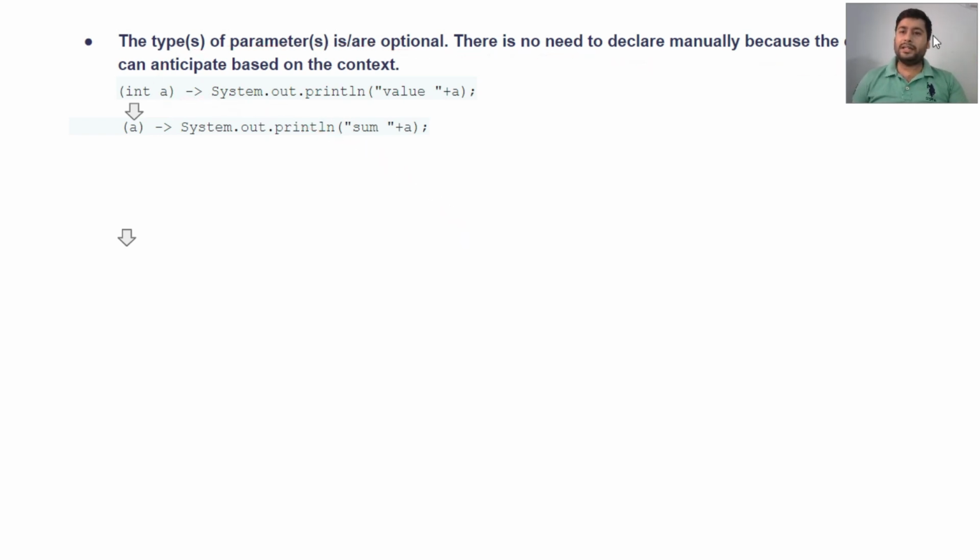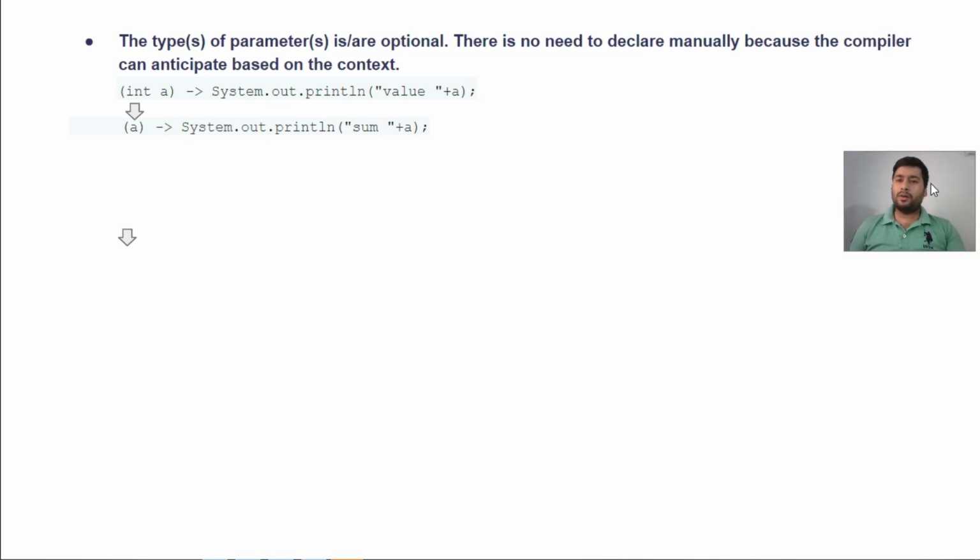There is no need to declare manually because the compiler can anticipate based on the context. If it is one or two parameters, you don't need to write the data types of these parameters. The type of the parameters is optional, so you don't need to write int here. You can write it also, but it's optional.